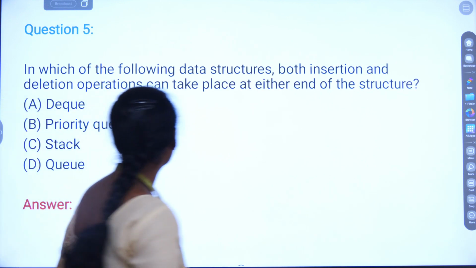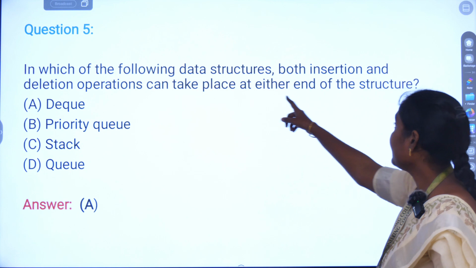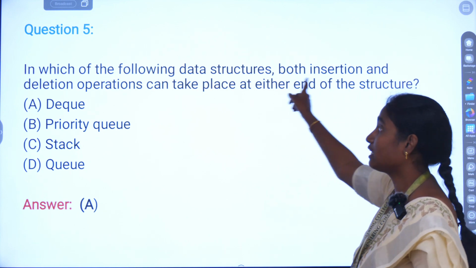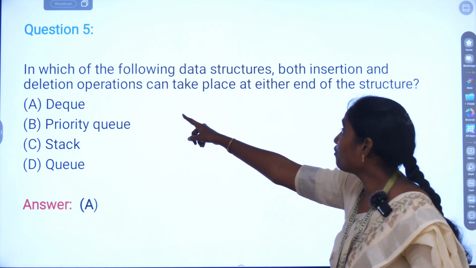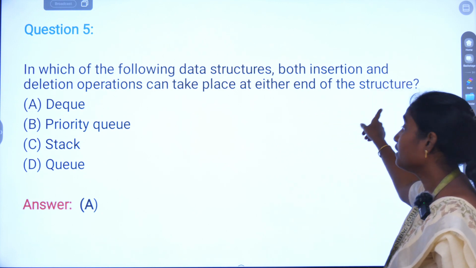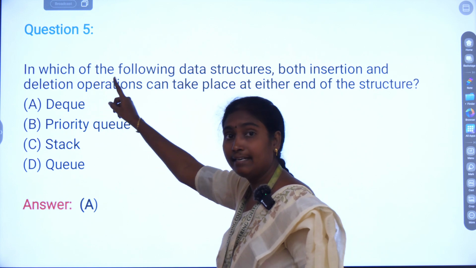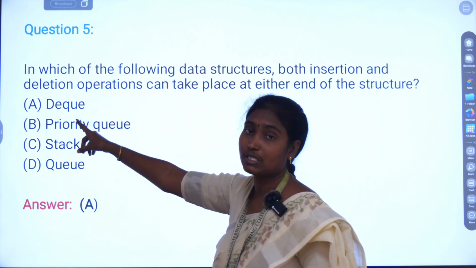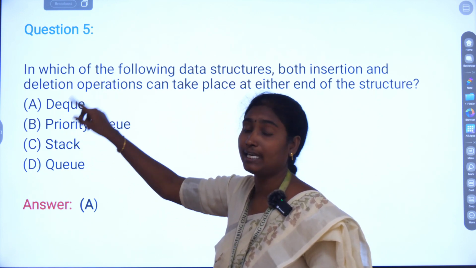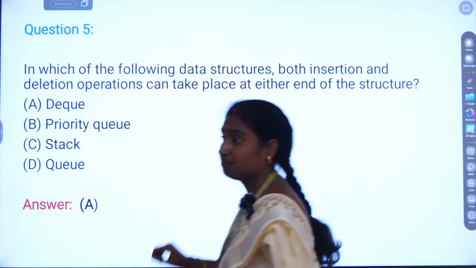Next one is: in which of the following data structures can both insertion and deletion be performed at either end of the data structure? You have only one option, that is DQ. In DQ alone you can perform insertion and deletion operations at both ends. So the answer is A.